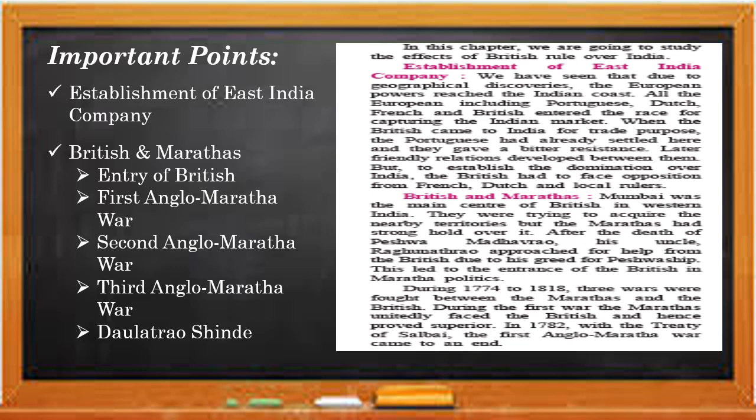What do we mean by First Anglo-Maratha War? Three wars were fought between Marathas and the Britishers during 1774 to 1818. At first, the Marathas fought unitedly with the Britishers, and so the Britishers were defeated in the First Anglo-Maratha War. And the Treaty of Salbai was signed by the Britishers in 1782.